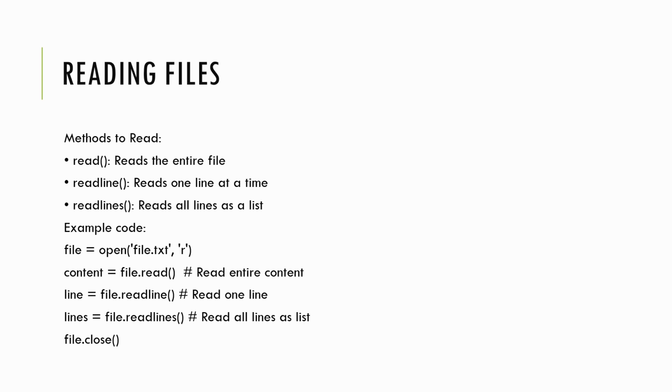Once a file is opened, we can read its contents. Python offers three primary methods to read a file: read, which reads the entire file; readline, which reads one line at a time; and readlines, which reads all lines into a list. For example, to read the whole file, we use file.read. Don't forget to close the file using file.close after you are done.